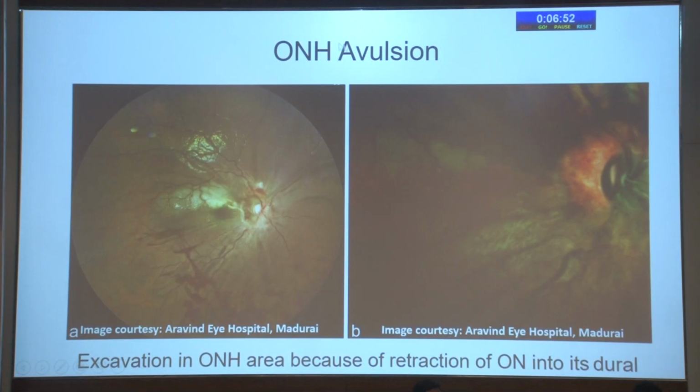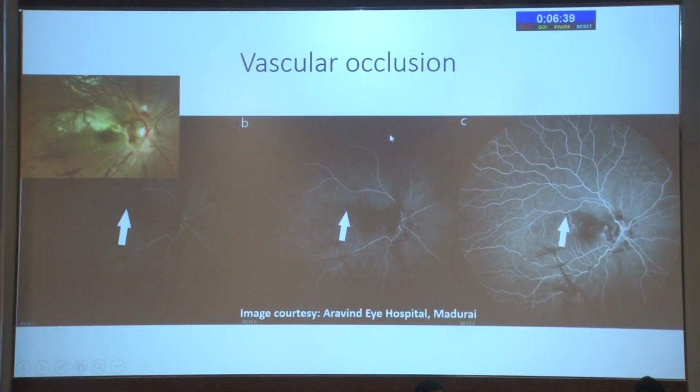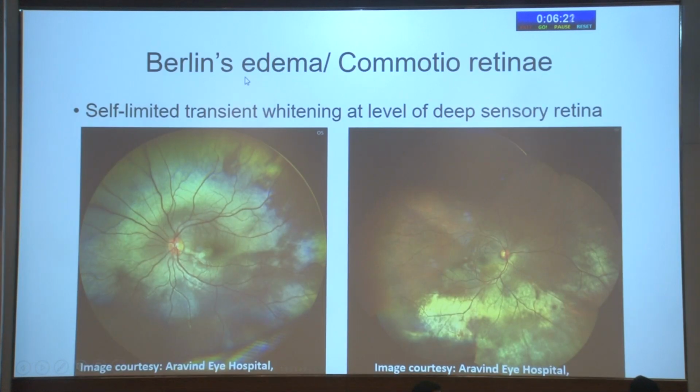This is a case which we saw of optic nerve head avulsion. There's an excavation of the optic nerve head area because of the retraction of the optic nerve into its dural sheath. B-scan, CT scan and MRI may not be very helpful. Another complication that can happen is vascular occlusion. This is the same patient with optic nerve head avulsion, and we can see a retinal artery occlusion here. As we can also see, the cilioretinal artery has not filled, even after all the veins have been filled up.